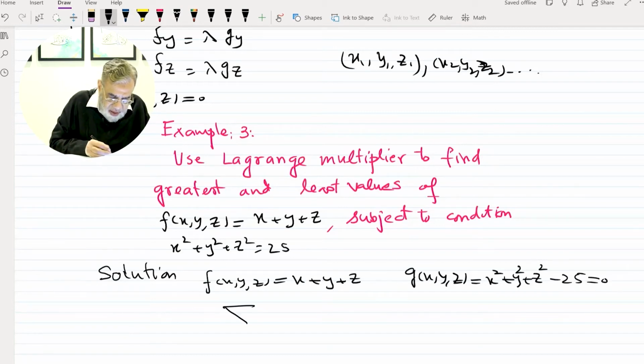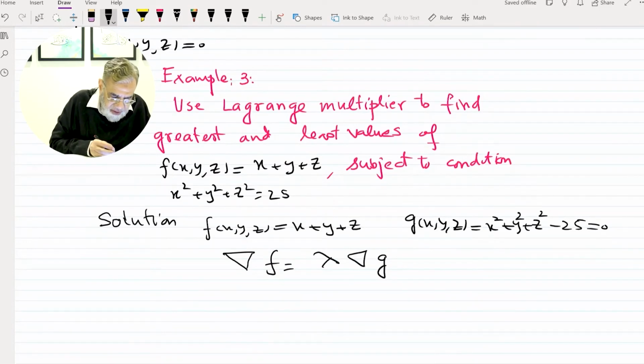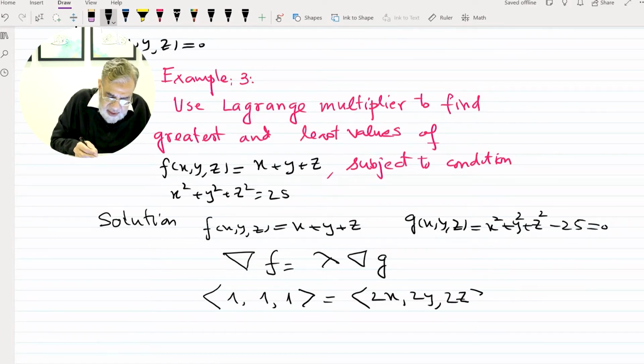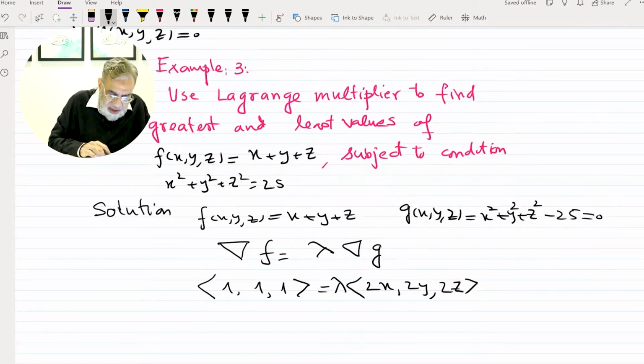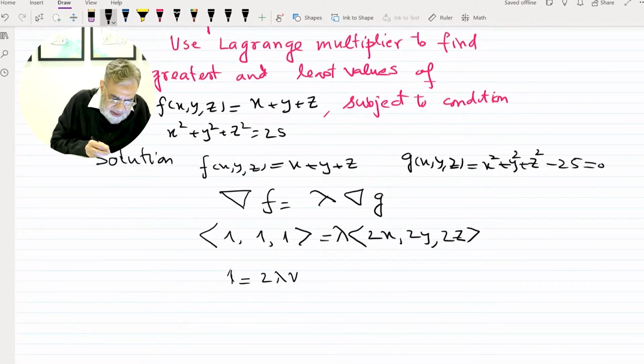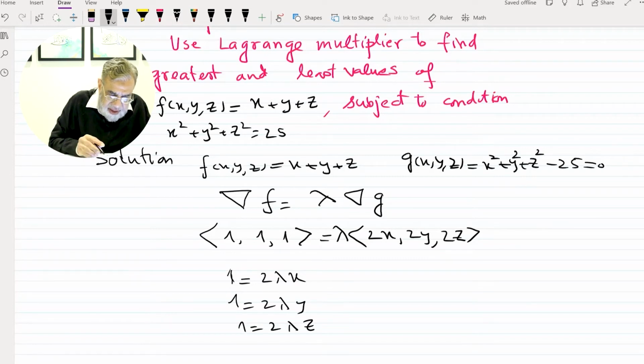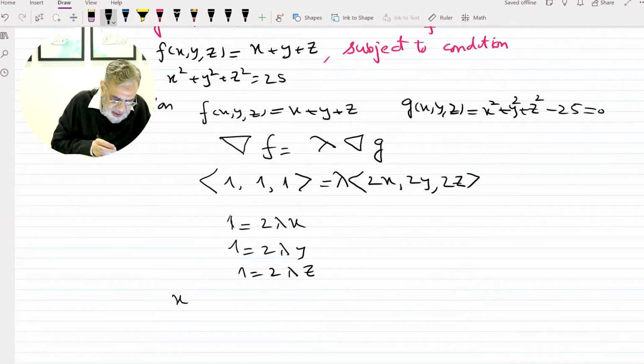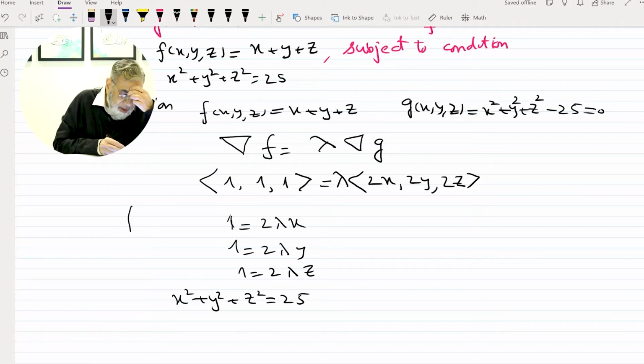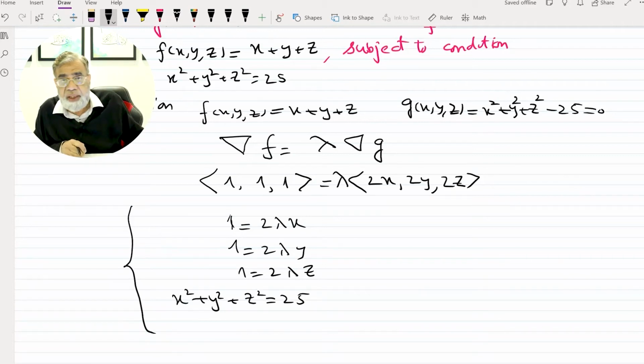Again, we have the same method, the Lagrange multiplier. The gradient of f is equal to lambda times the gradient of g, and then we solve it to get our solution. The gradient of f is (1, 1, 1) with respect to x, y, z, and here we get (2x, 2y, 2z) multiplied by lambda. So I get 3 equations: 1 equals 2 lambda x, 1 equals 2 lambda y, and 1 equals 2 lambda z. And our constraint is g(x, y, z) equal to 0, that is, x squared plus y squared plus z squared equal to 25. We want to solve these 4 equations to get the values of x, y, z and lambda.